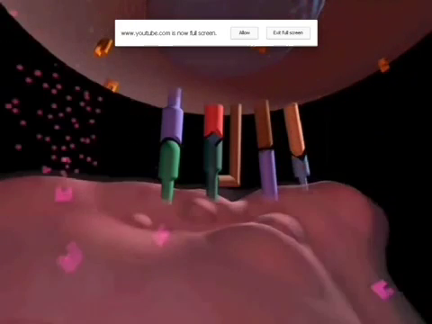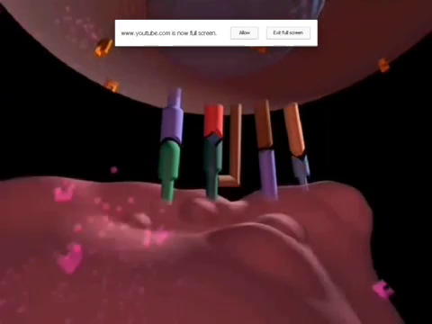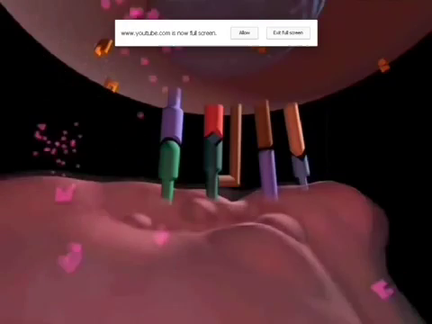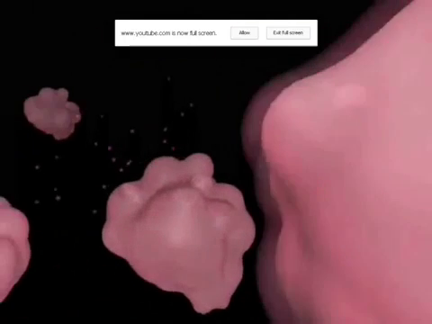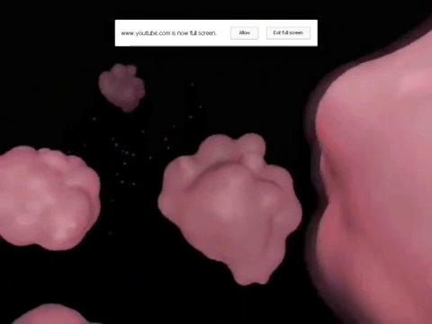Okay, so that's the macrophage doing its thing. So we saw how antibodies are produced, right? Now we're seeing how a macrophage, acting as an APC, binds to the T helper.